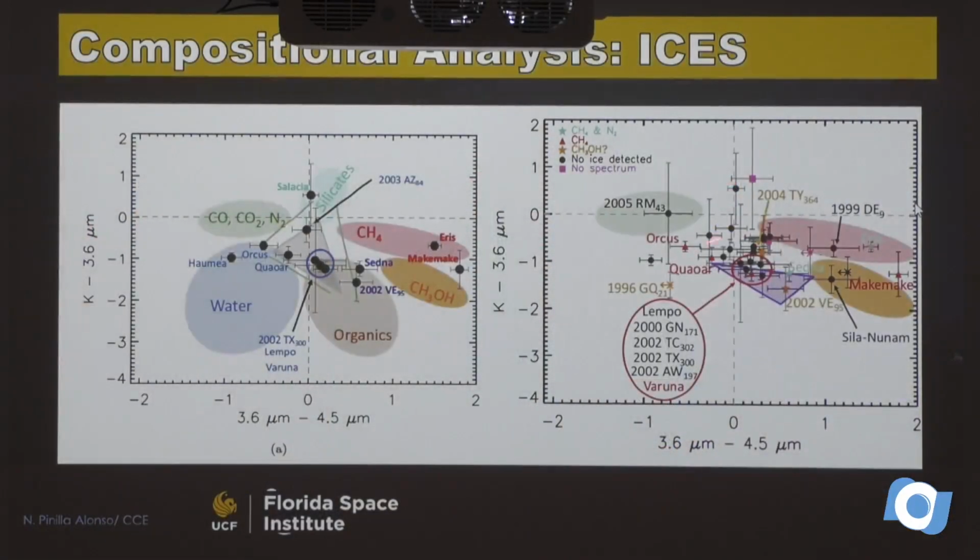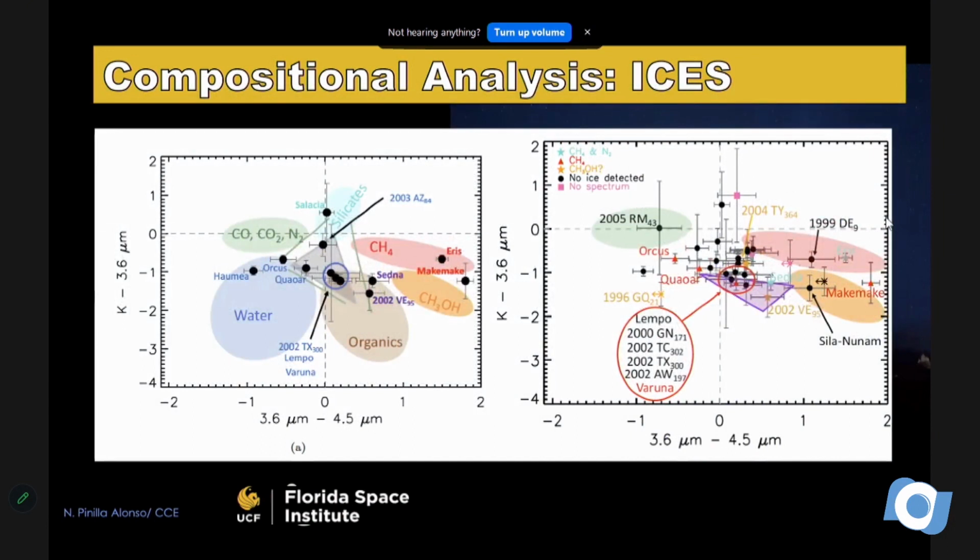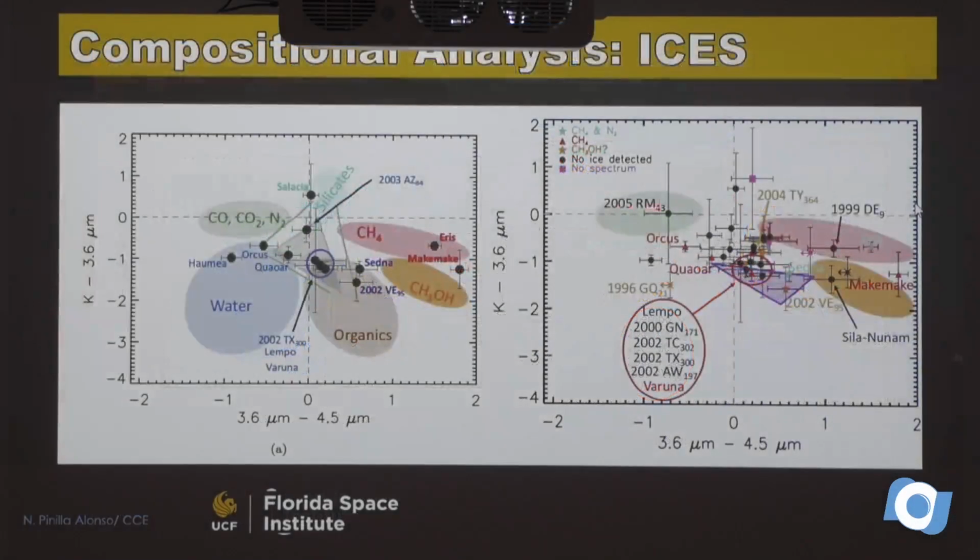The points are real values, and the shaded areas correspond to different materials like complex organics, methane, methanol, this is CO2, and N2, this is water ice. But this also shows some limitations that we will see when we compare tomorrow with real data. For example, we almost don't have objects here where CO2, CO, and N2 happens. And I will remind you this tomorrow.